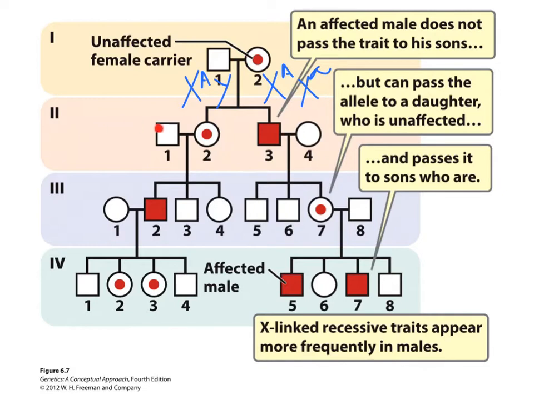Dad marries in, has to be normal, unless one of the kids negates that. Nobody does. Mom is a carrier, right? So mom is the same here. What's dad? He has to be normal. Again, this one passes to this son. Which one to this son? Yep. What about this daughter?